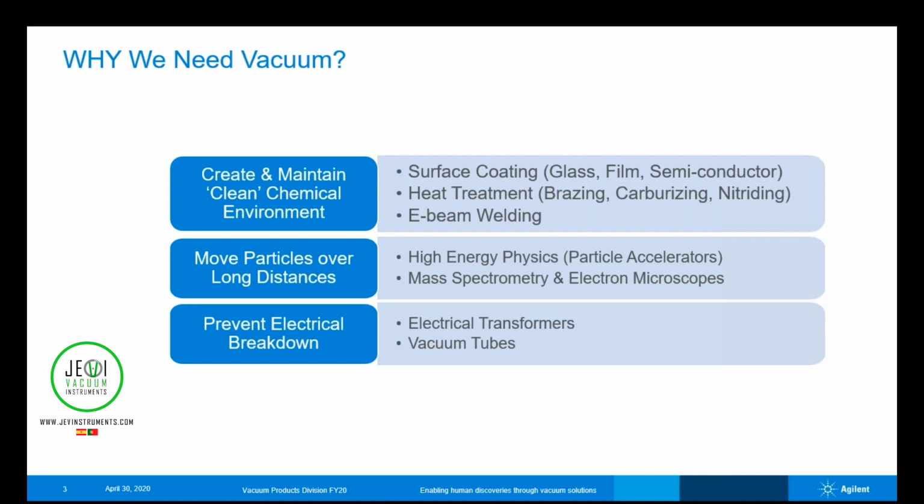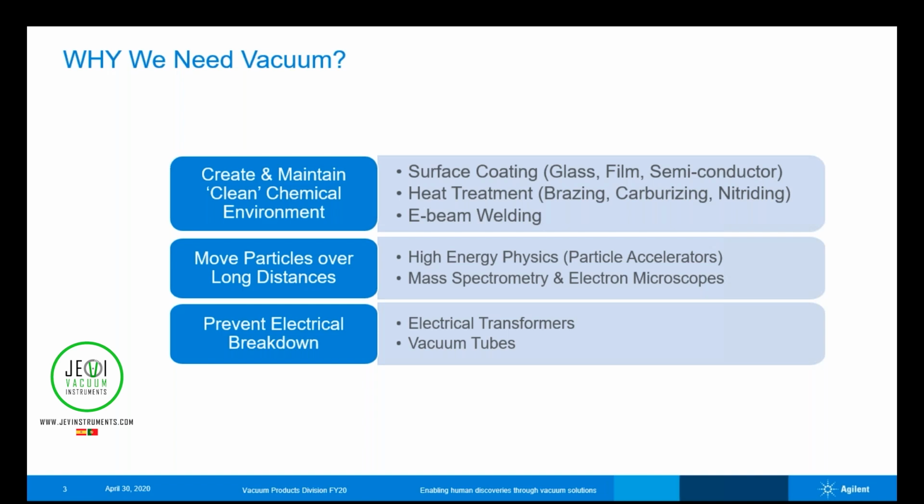So first of all, why do we need vacuum? I always say when I teach the classes, no one's doing vacuum for the sake of doing vacuum anymore. We're all using vacuum, particularly in industry, for a particular purpose. So there's something that we want to achieve that requires a vacuum environment. Particularly in the industrial space, it's about creating and maintaining a clean chemical environment. We're somehow altering the chemical environment that we're going to put our parts into.